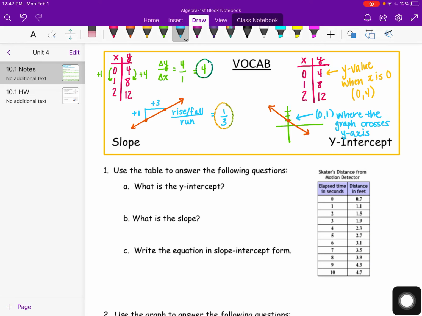Okay, so we're going to do a one-day review for finding the y-intercept, finding the slope, and writing the equation when we have a linear function. There's some vocab up at the top that we filled in in class, such as how to find the slope from a table and from a graph, and the same thing with the y-intercept. So we're going to go through these first few examples.